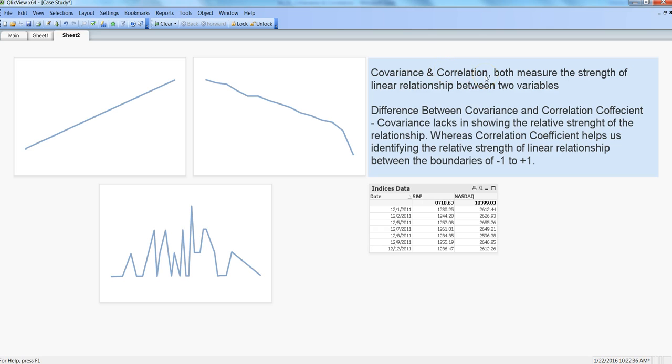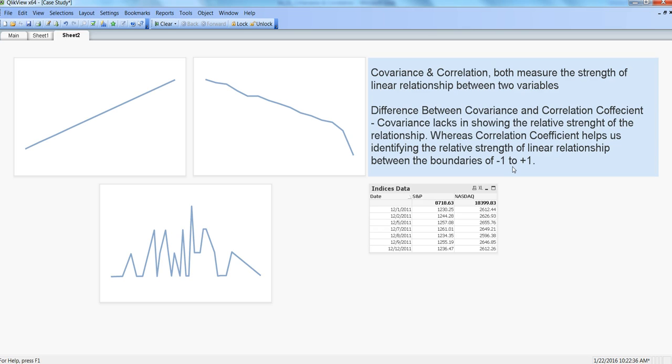Both are a measure of strength, so which one to choose? To identify that, let's see the difference between a covariance and a correlation coefficient. As per the definition, covariance lacks in showing the relative strength. That's the important word, relative strength of the relationship. Whereas the correlation coefficient helps us identify the relative strength of linear relationship between the boundaries of minus 1 to plus 1.